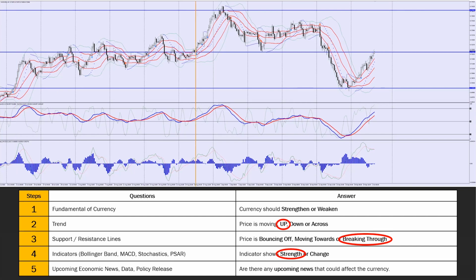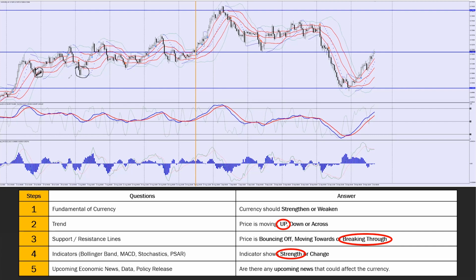At this point in the region here, you would not be looking for any trades because nothing fits. At any point, looking to buy here or to buy here, you will not be able to answer step 3. Trend might be going up, but at this point here, step 3 is going to be hard to answer. It is not bouncing off a support level. It is not moving towards a support level. It's not breaking the resistance level. It's just doing that. So it's not doing anything. Same thing here.